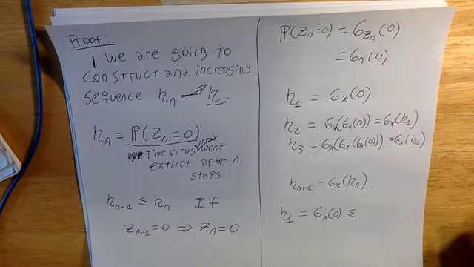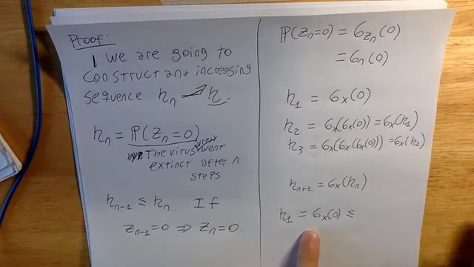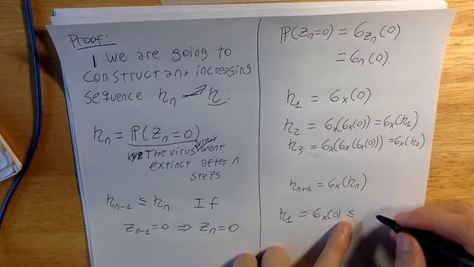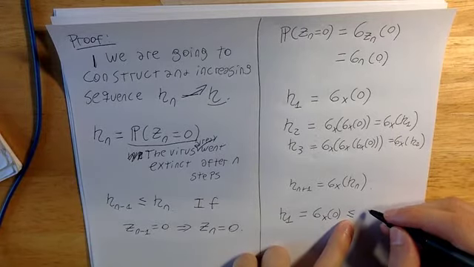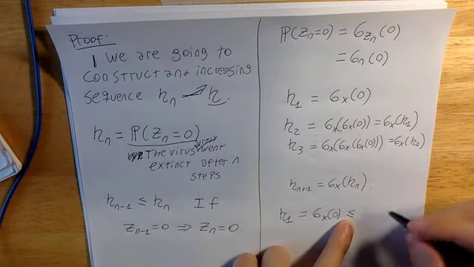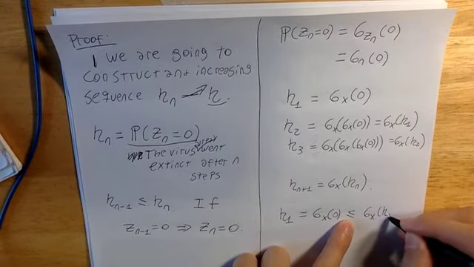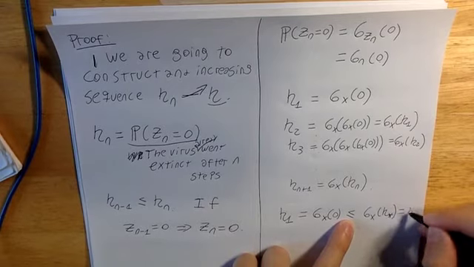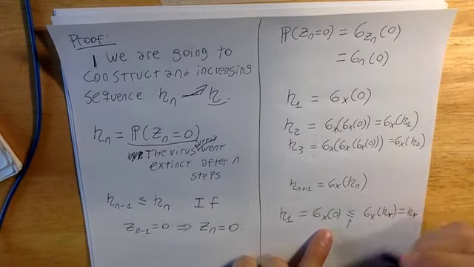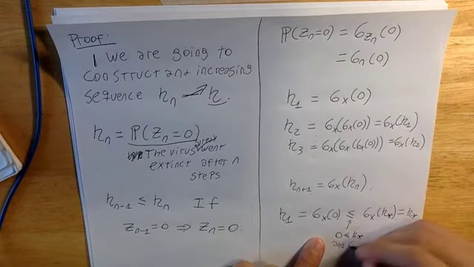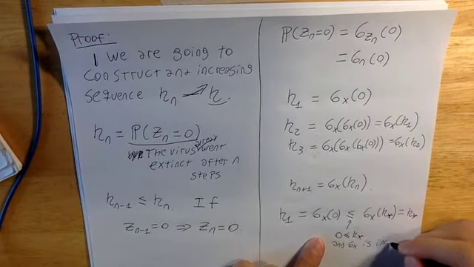So what do we get here? η₁ = g(0) = g_X(0), which is less or equal than g_X(η*), which is equal to η*. And here is because 0 is less or equal than η*, and g_X is increasing.